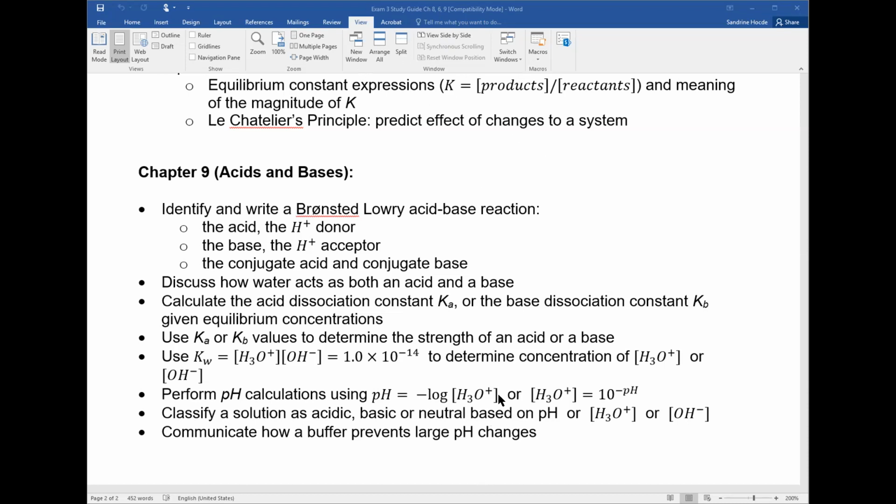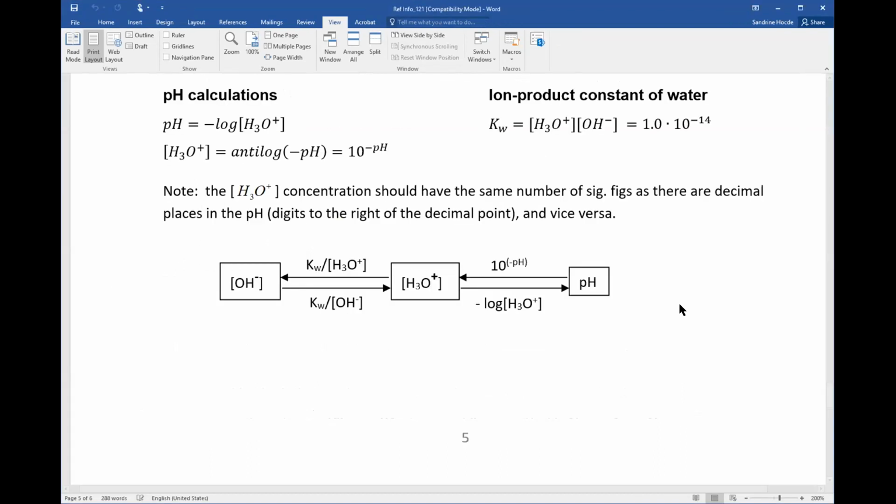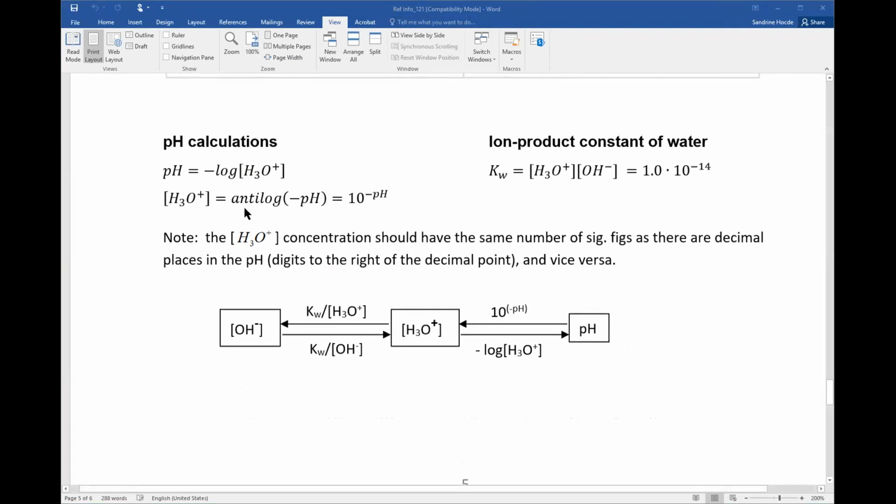Again, these formulas are found in the reference packet. So let's look at where they are. Again, page 5 of the reference packet, at the bottom, that's where you have the formulas for the pH calculations. pH equals negative log of H3O plus. So you use that formula when you have the concentration of H3O plus. And so here the roadmap shows you that if you have the concentration of H3O plus and you're looking for the pH, then you use negative log of the concentration of H3O plus.